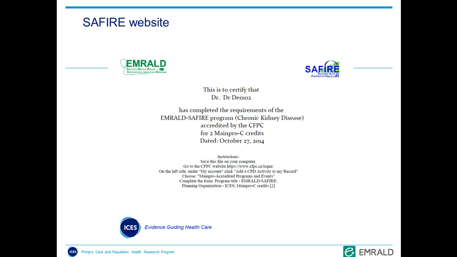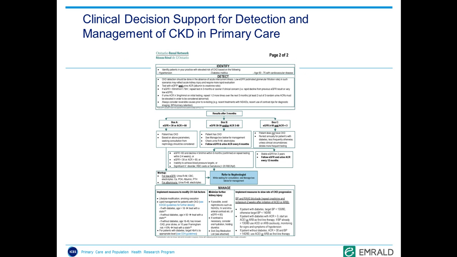Now I want to switch gears to look at the tools we have built for use within your EMR. What you are looking at on this slide is a picture of an algorithm that the Ontario Renal Network has developed for the identification, detection, and management of CKD in primary care. We have built a custom form of the algorithm for you to pull into your patient chart once you have identified a patient with CKD.